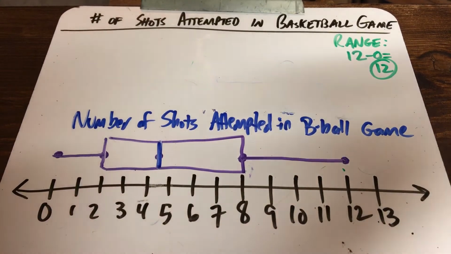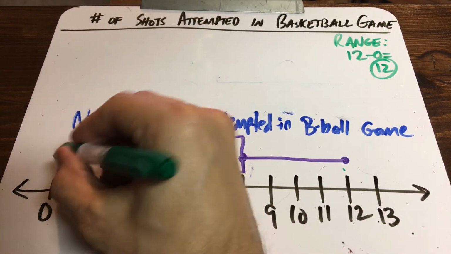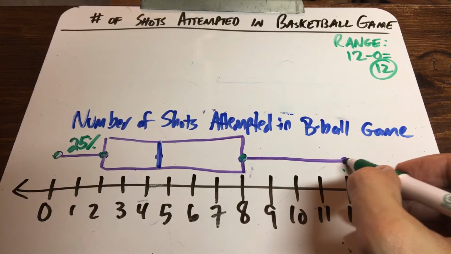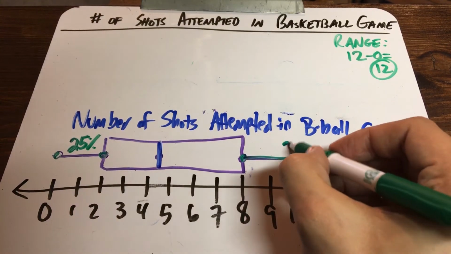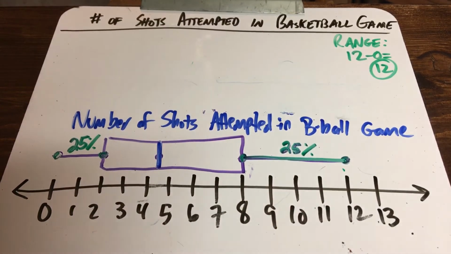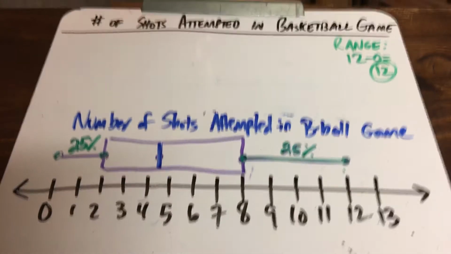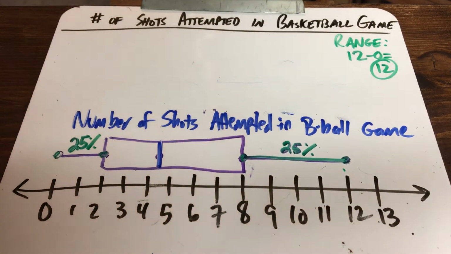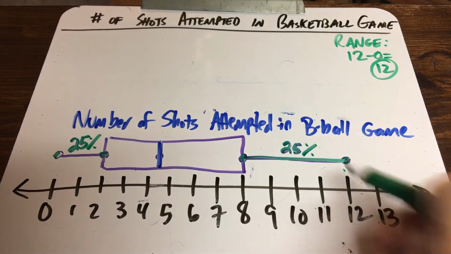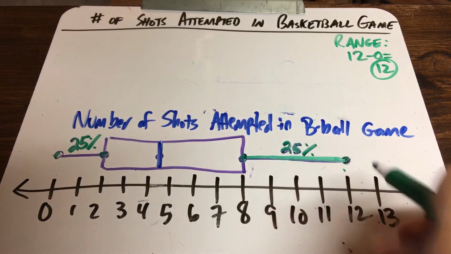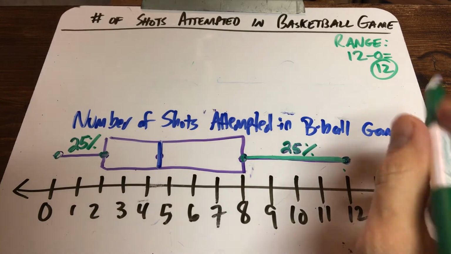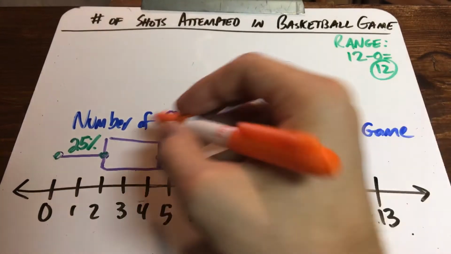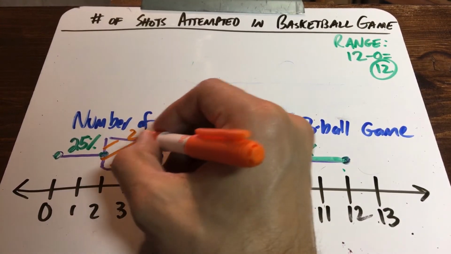But where this is really powerful is each whisker from here to here represents 25% of the data. And so does this one. Even though this whisker is longer, this whisker right here still just represents 25% of the data. So what I could say is, 25% of the people on the basketball team took between 0 and 2 shots in this game. But 25% of the team also took between 8 and 12 shots. So even though this is longer, it still only represents 25%. And then since that's 25 and that's 25, the box part represents 50, right? If we're being perfectly honest, this part of the box is 25.